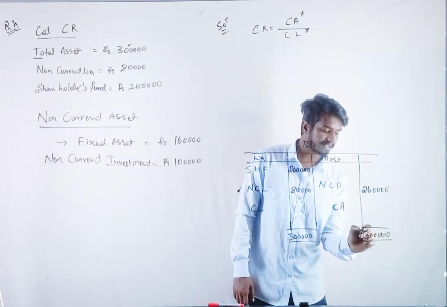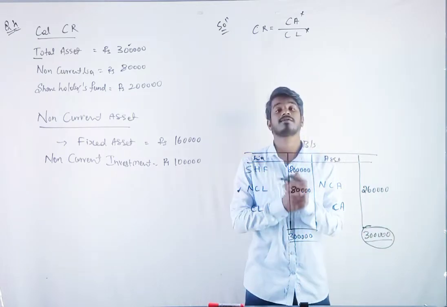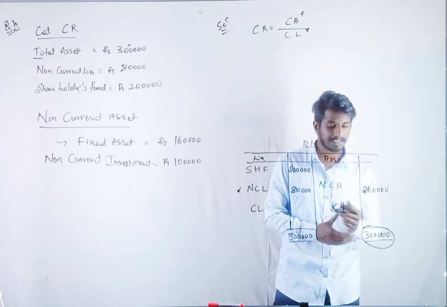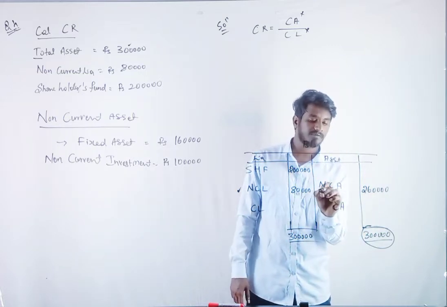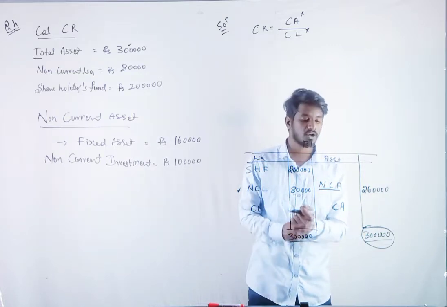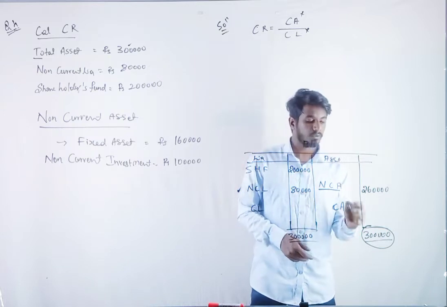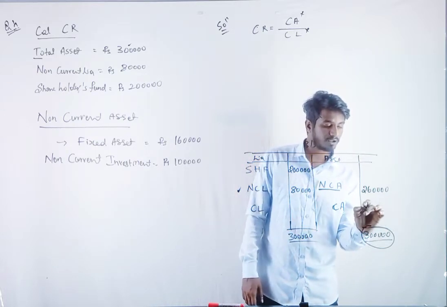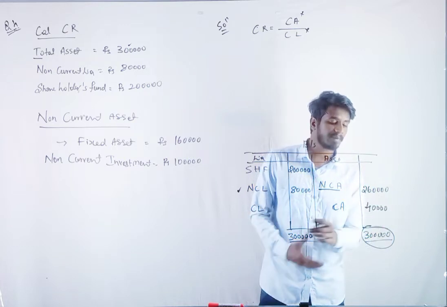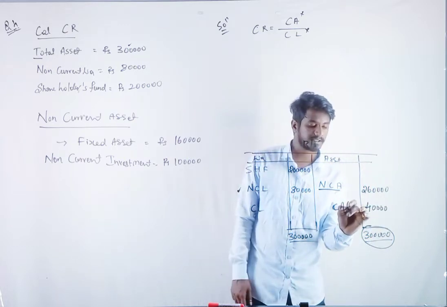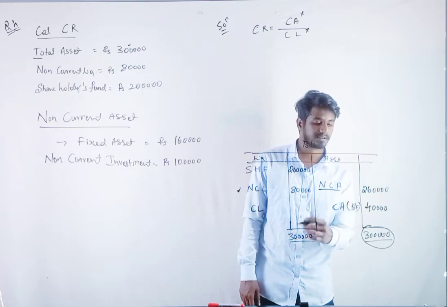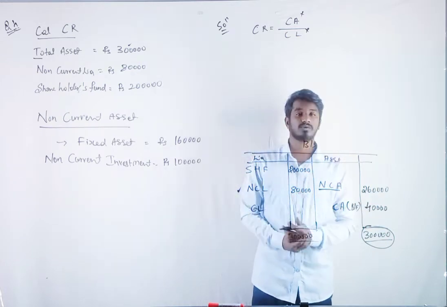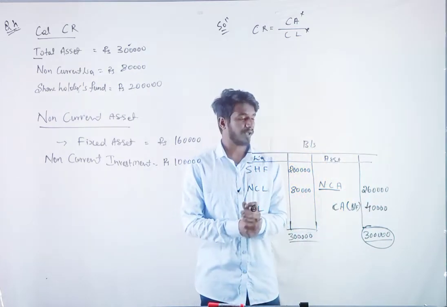If total asset is 3 lakh rupees, then if we minus non-current asset from that, what will be the remaining? 40,000 remaining will be the current asset. It is your balancing figure through which we find that out.